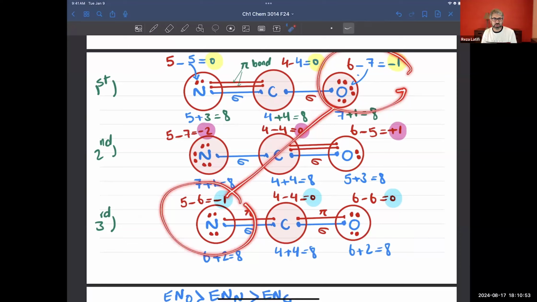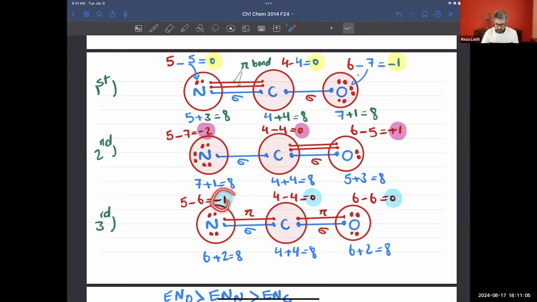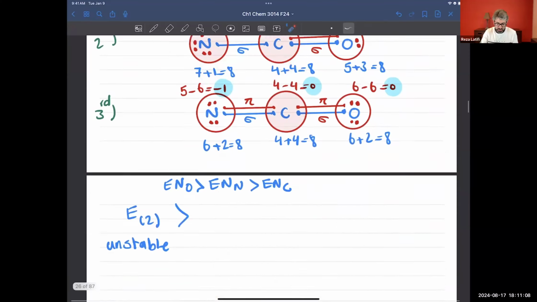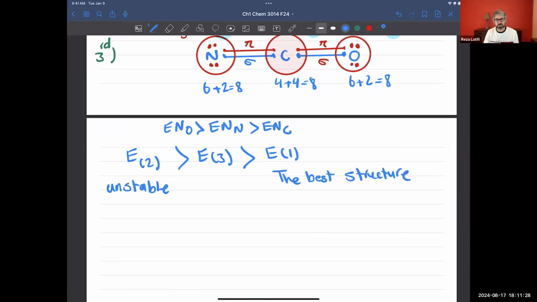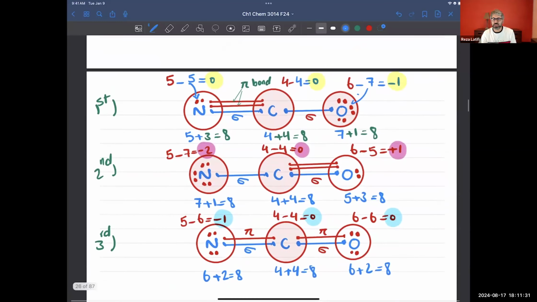So what's the best Lewis structure? The best Lewis structure will be number 1, because it has the negative charge on oxygen. Number 3 has a negative charge on nitrogen, but it's supposed to be on oxygen. So the third structure will come after number 2, and the best Lewis structure will be number 1. So the best structure is the structure that has the negative charge on the most electronegative element.